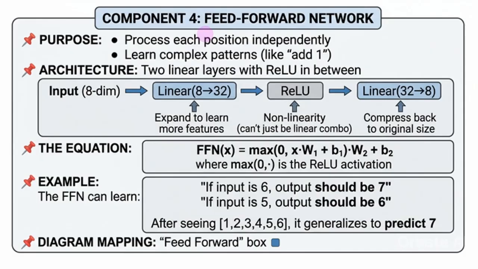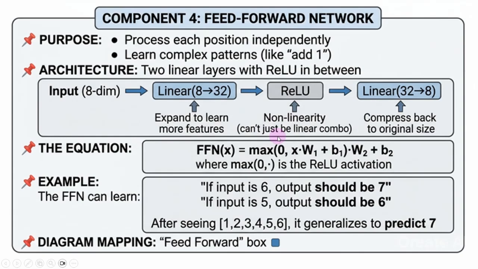After the multi-head attention, we pass each position's representation through a small feed-forward network. This network is the same for every position, and it's applied independently. The architecture is simple. Expand from 8 dimensions to 32, apply a ReLU nonlinearity, then compress back to 8. The expansion gives the model more capacity to learn complex patterns like the rule, add 1 to the previous number.